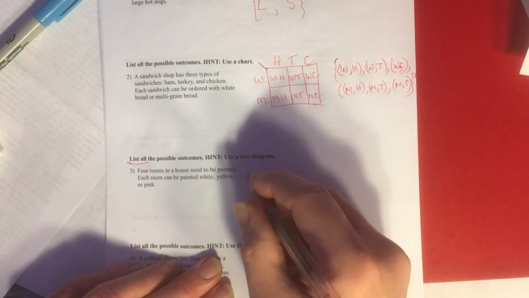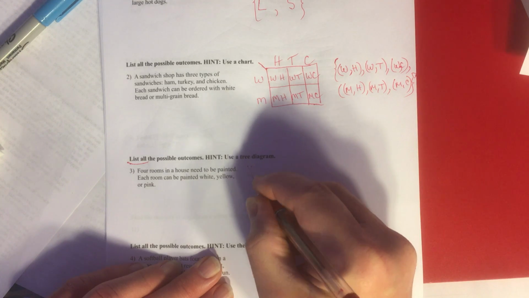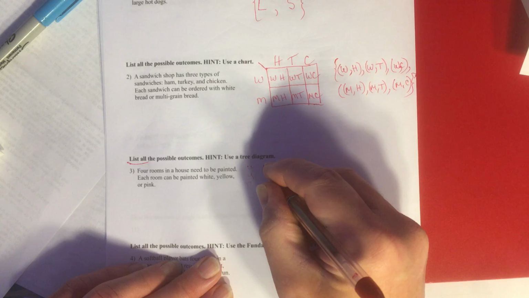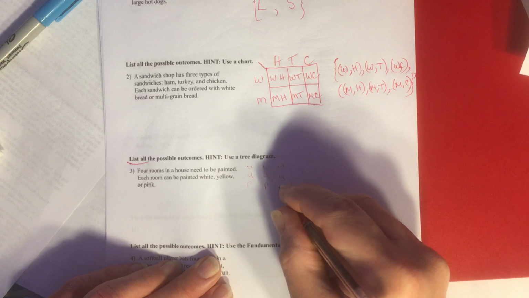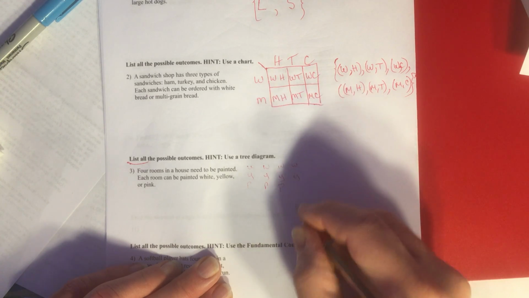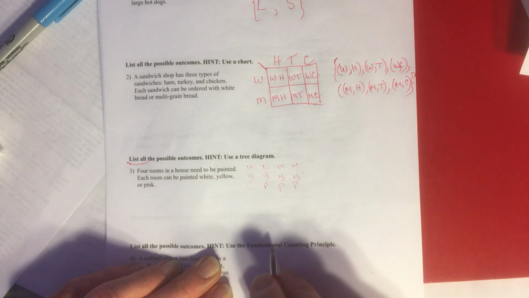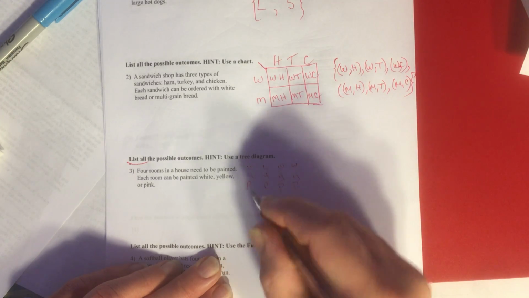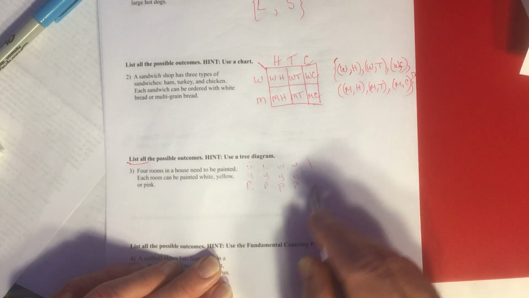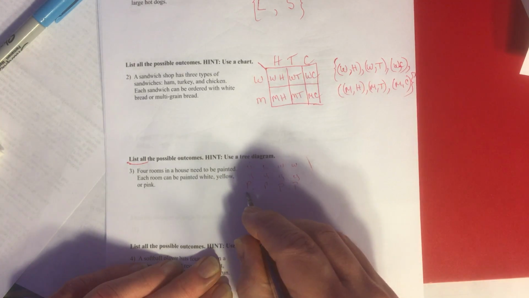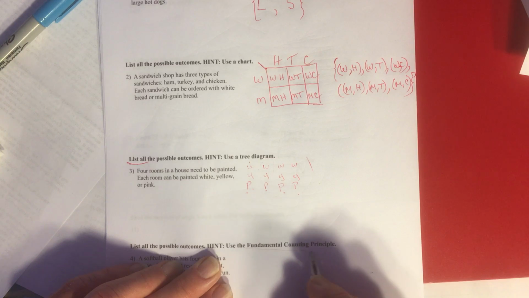You've got 4 rooms, right? And each one can be painted white, yellow, or pink. And for each one of those white, yellow, and pink options, right? White, yellow, pink, for each one of those, for each one of these, you've got a set like this. And then for each one of those, you've got another set like this. So basically it's 3 times 3 times 3 times 3. And that's the fundamental counting principle, which we talk about here.